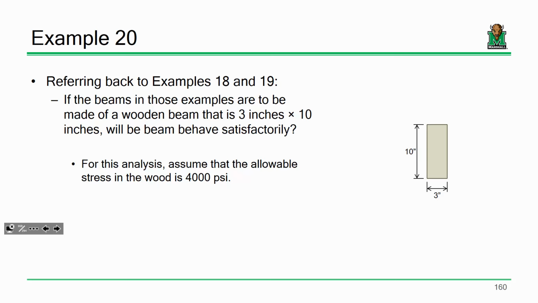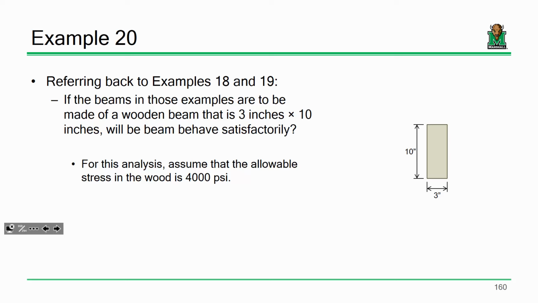So what I want to do is go back to some examples and try to tie this all together. We're going to have this one here in a second, but I want to go back to some stuff that we did earlier. If you refer back to examples 18 and 19, those were the shear and moment diagrams that we did. Remember, when we did a shear and moment diagram, we just said, here's a beam subjected to some loads. We never looked at what the beam looks like.